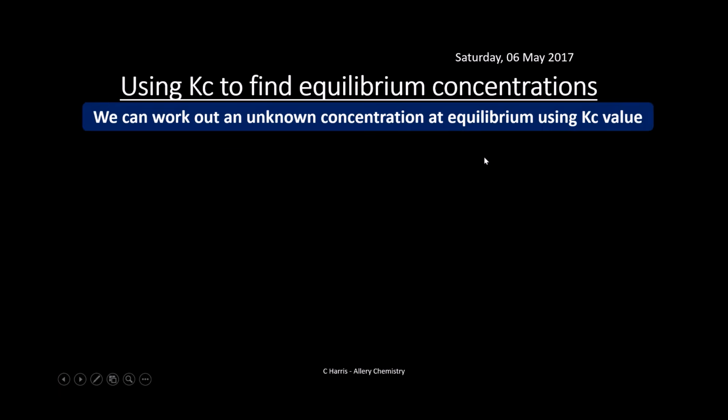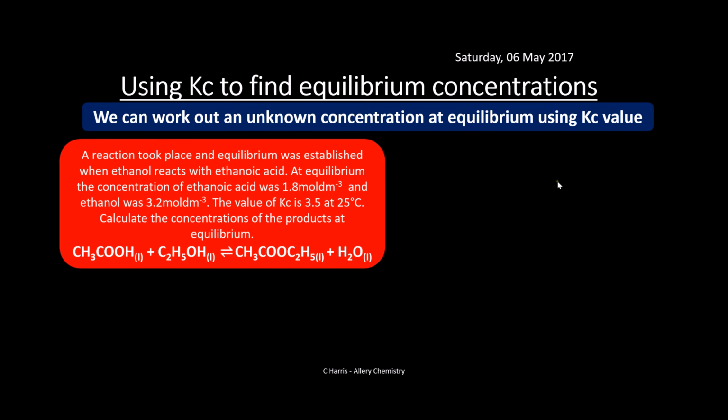Okay, so now we're going to use Kc to find the equilibrium concentrations. So we can work out an unknown concentration at equilibrium using the Kc value. So here's an example. A reaction took place and equilibrium was established when ethanol reacts with ethanoic acid. At equilibrium, the concentration of ethanoic acid was 1.8 moles per dm cubed and ethanol was 3.2 moles per dm cubed. The value of Kc is 3.5 at 25 degrees Celsius. What we need to do is calculate the concentrations of the products at equilibrium.